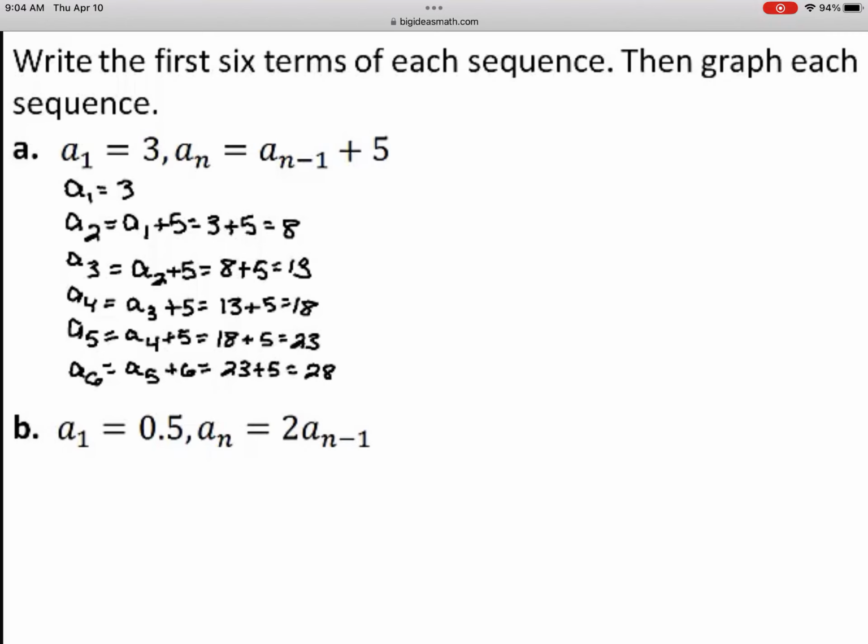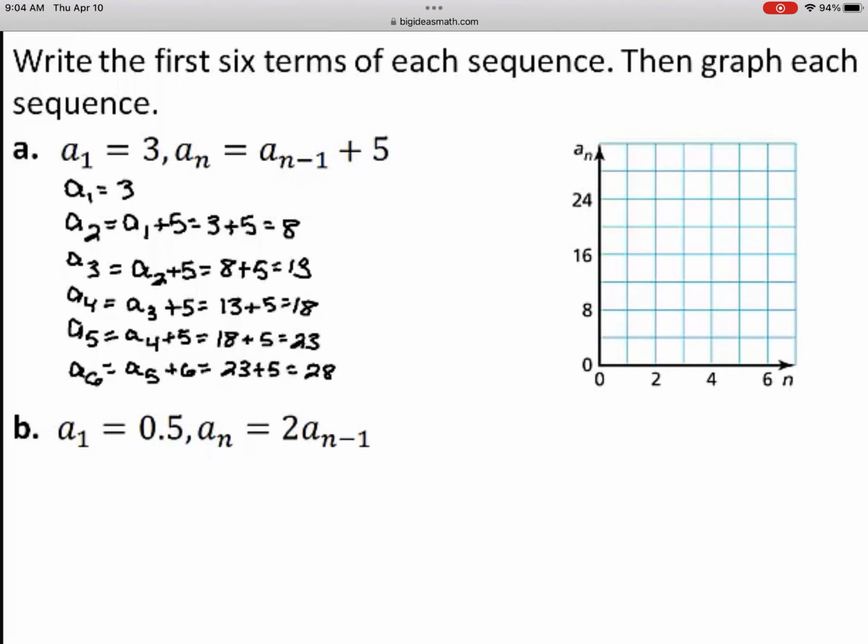Now you want to graph the sequence. To graph the sequence, plot the ordered pairs (1, 3), (2, 8), (3, 13), (4, 18), (5, 23), and (6, 28). A sequence is a discrete function, so the points on the graph are not connected.